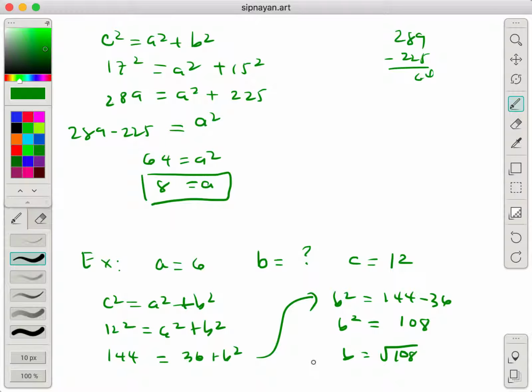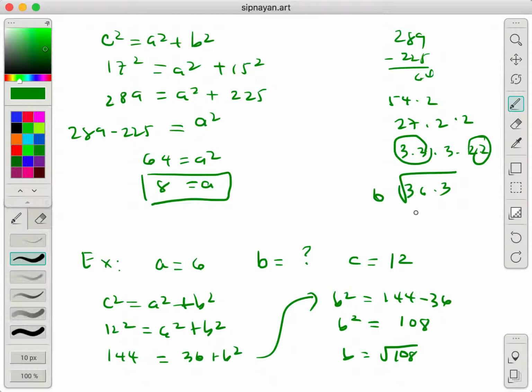May square root ba ang 108? We can simplify. So, ang 108 ay 54 times 2. At ang 54 ay 27 times 2. And 27 times 2 times 2. And then 27 is 3 times 3 times 3 times 2 times 2. So when we get the square root, we get yung magkapares. So meaning this is 4 times 9, 36 times 3. We get the square root, which is 6. So meaning 6 square root of 3. So B is equal to 6 square root of 3.